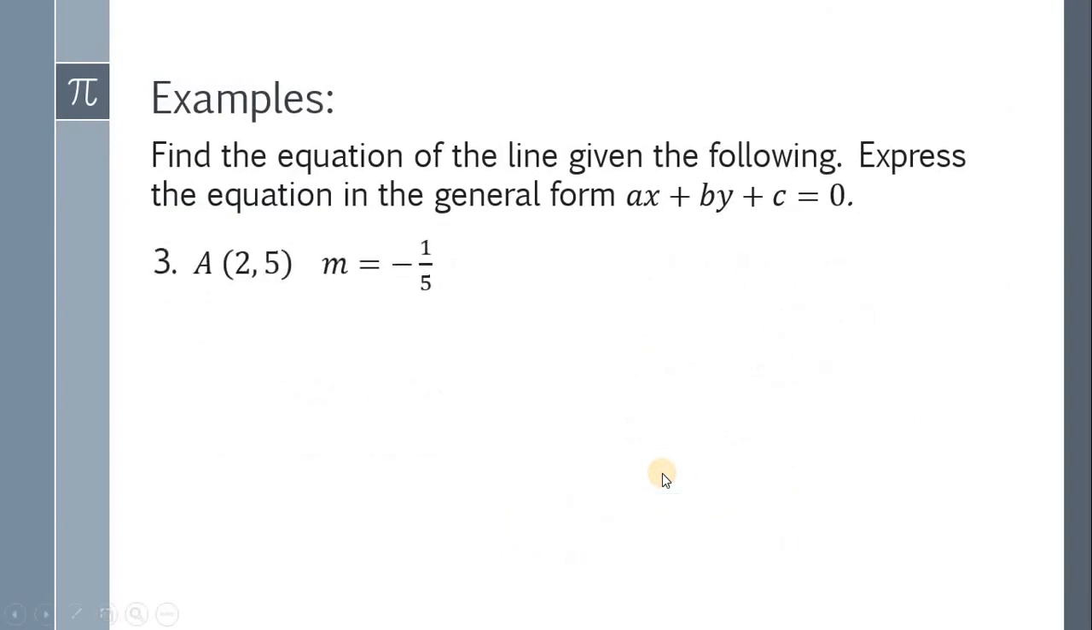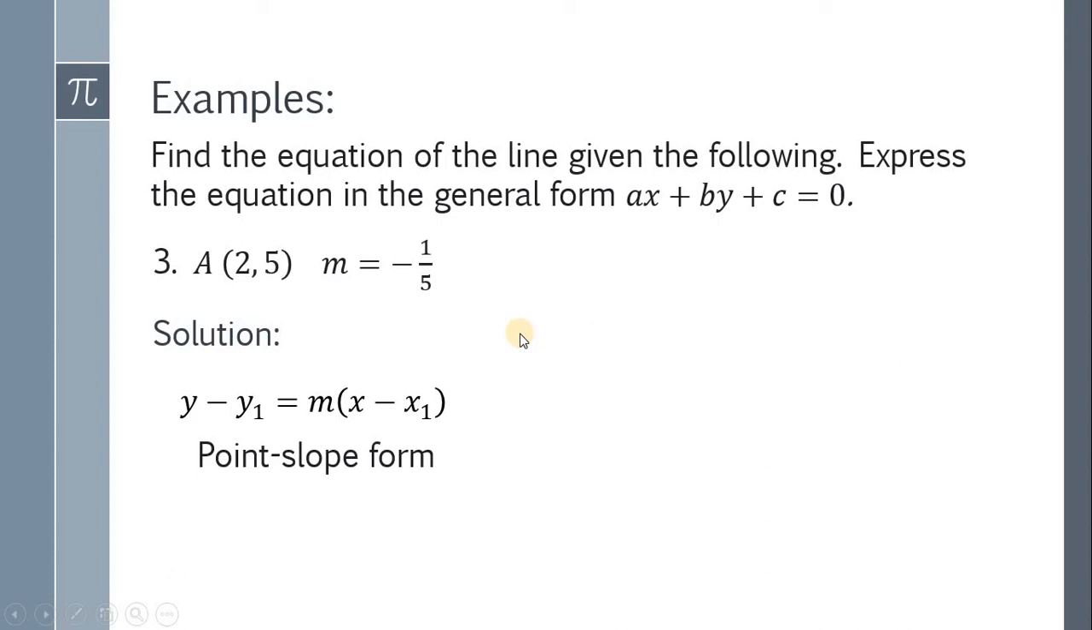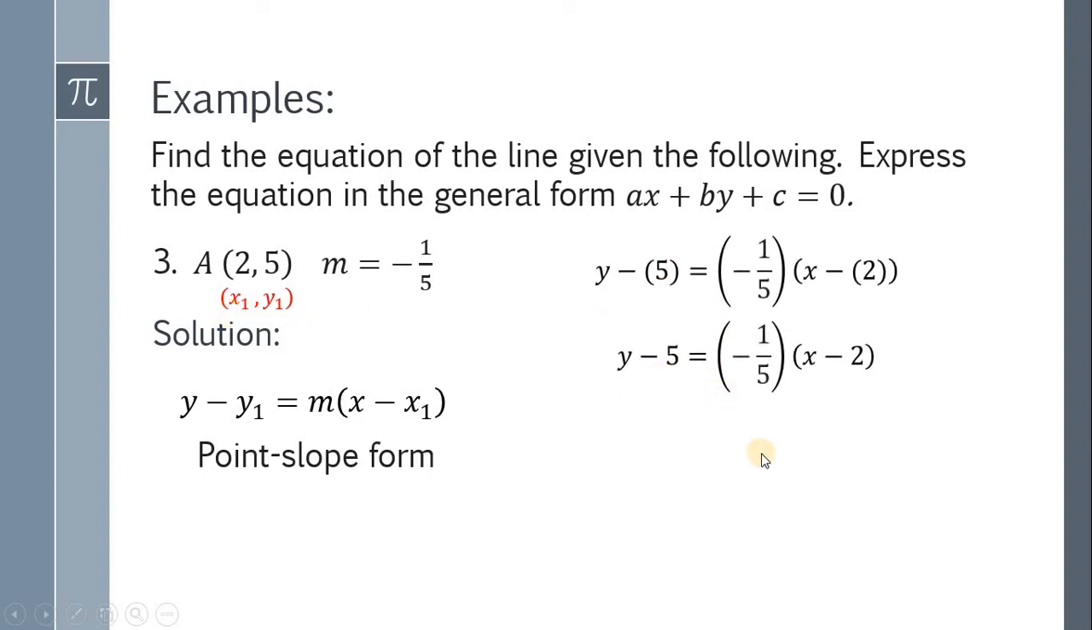Next, number 3. We have (2, 5) and negative 1 over 5 as a slope. So, isang point, isang slope. Therefore, ang gagamitin natin ay point-slope form. Parang kanina, kagaya lang din ng ating example number 2. So, ulitin lang natin yung process. Lagyan natin ng x sub 1, y sub 1. Substitute natin. Simplify natin ng konti.